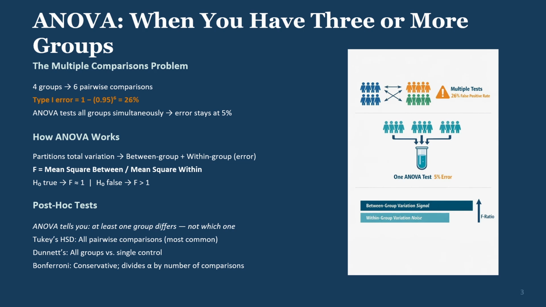The limitation. A significant F tells you at least one group differs. It doesn't tell you which. That requires a post-hoc test.